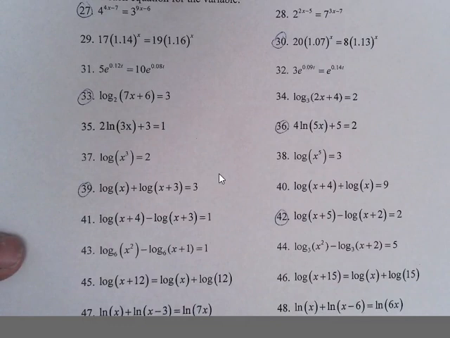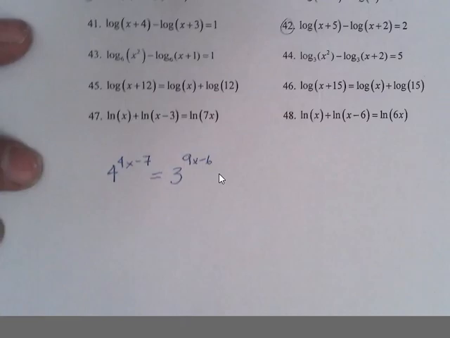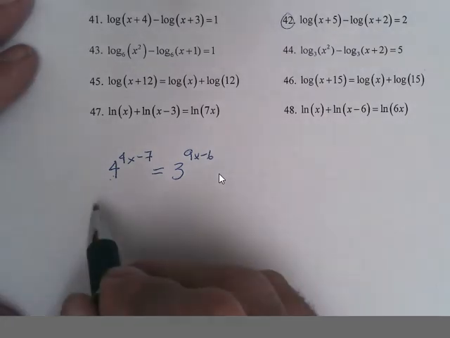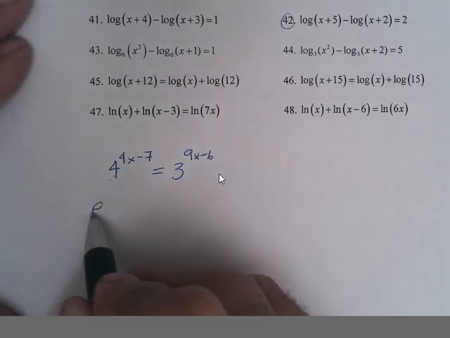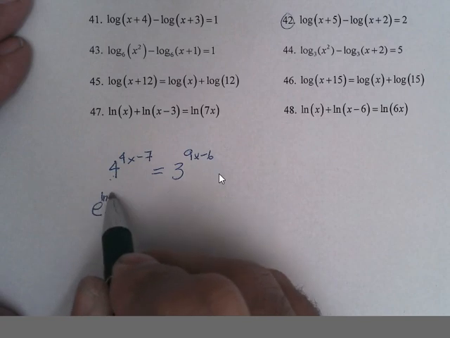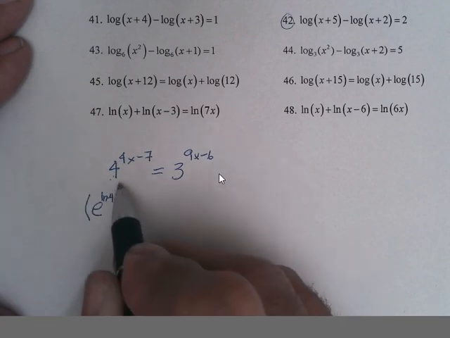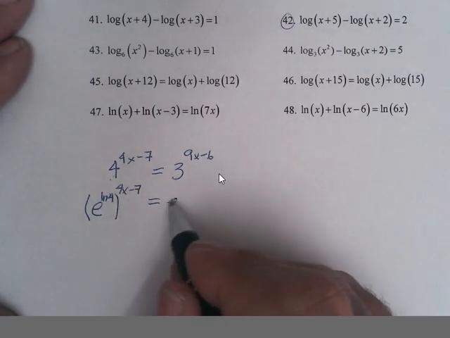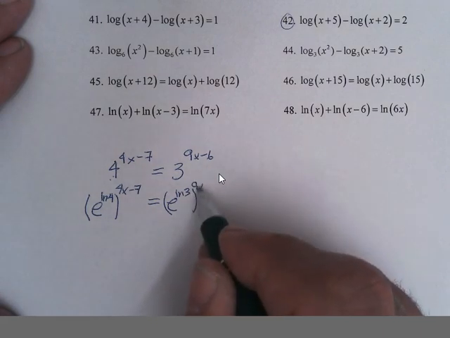4 to the 4x minus 7 equals 3 to the 9x minus 6. So I wrote it down here. And what we want to do is to get a common base. We can do it in base e, base 10, whatever. e is easy to write. e to the ln 4, that's another name for 4, to the 4x minus 7 equals e to the ln 3, that's another name for 3, to the 9x minus 6.